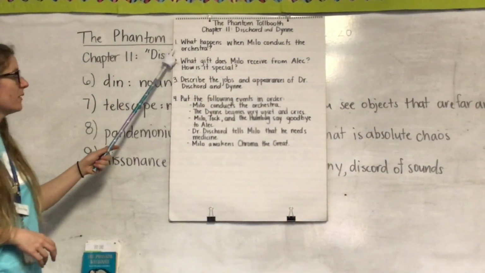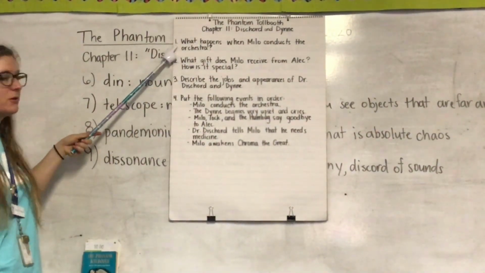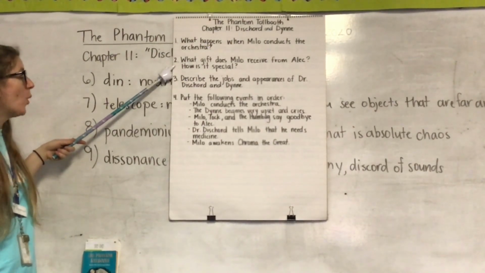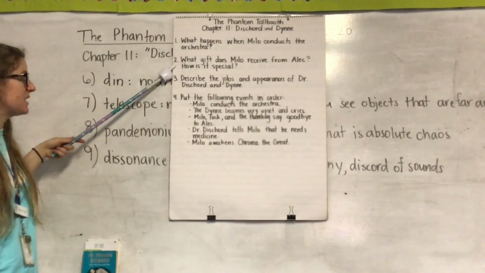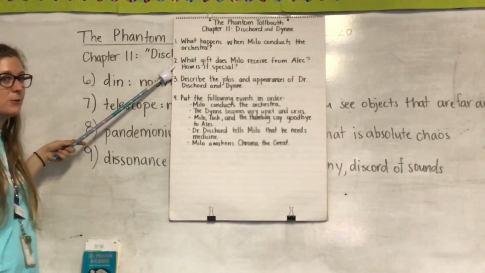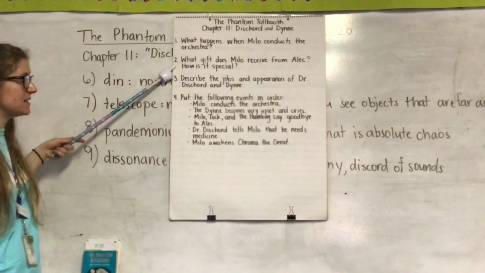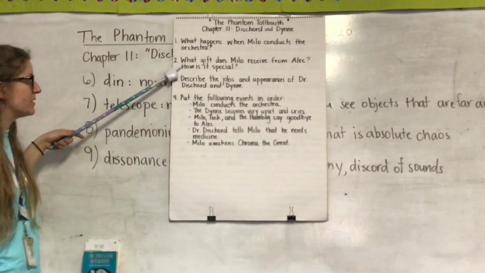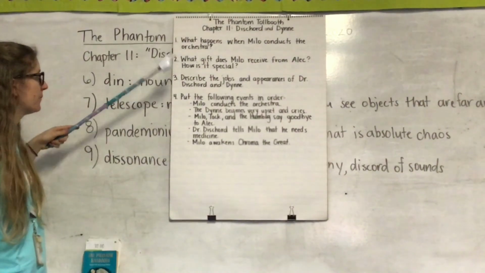Number 1, what happens when Milo conducts the orchestra? Number 2, what gift does Milo receive from Alec? How is it special? Do not forget to answer both parts of that question. What is the gift? How is it special? What can it be used for?